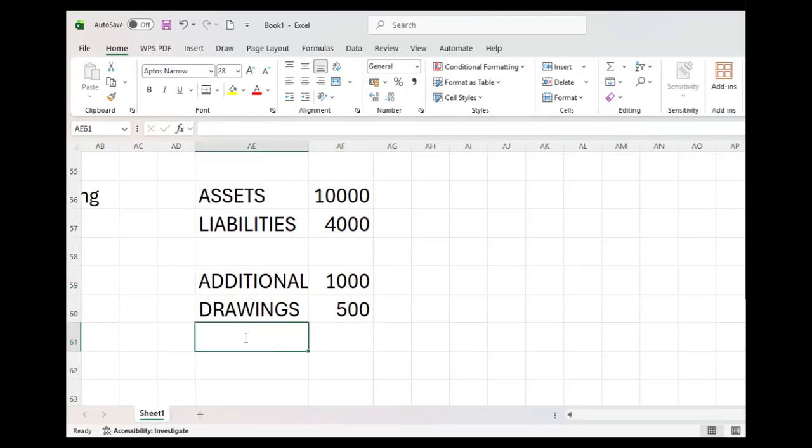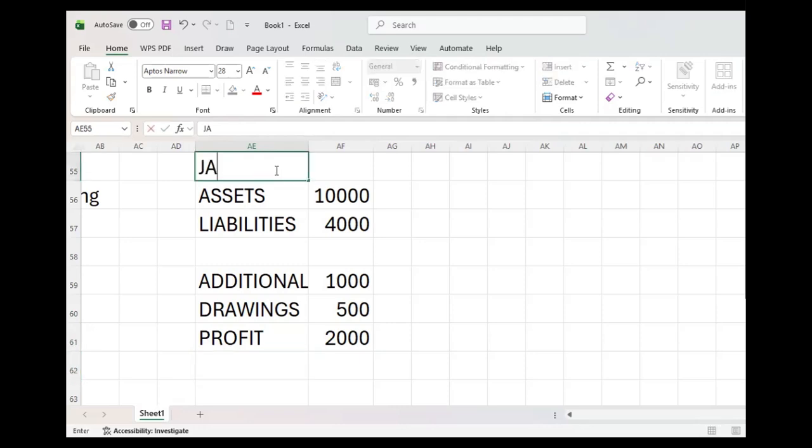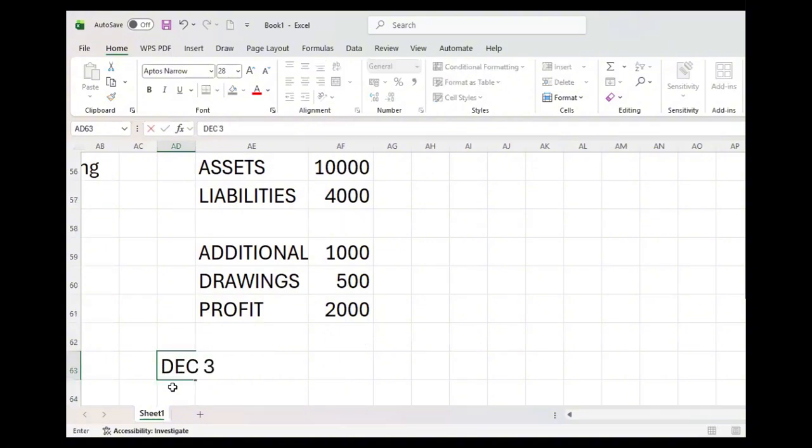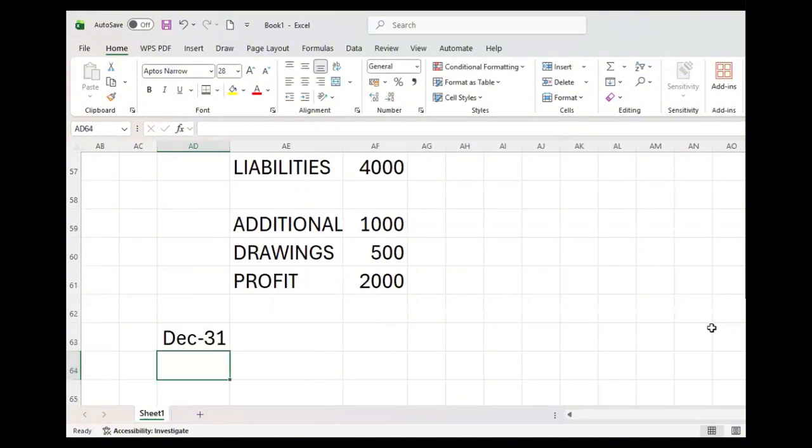Let me add profit for the first time. Let's say profit is 2,000. How do I get my capital at the end with this information? Let's say this was from January 1st. How do I get my capital at the end of the year? How do I find it? Using the formula.